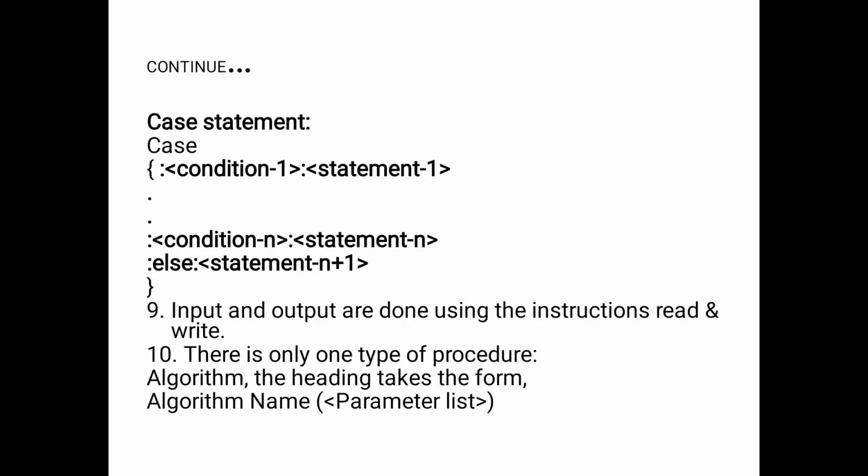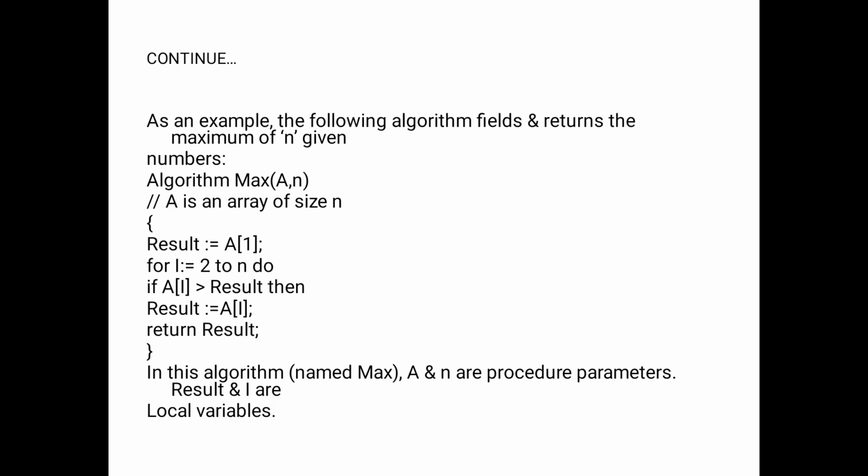Input and output are done using the instructions read and write. We have to follow this one, the following algorithm. In this way we have the algorithm, and we write the parameter list. And in the body we write the open brace. What do we have to write? We write result equal to a1, i equal to 1, 2. This is one of it.